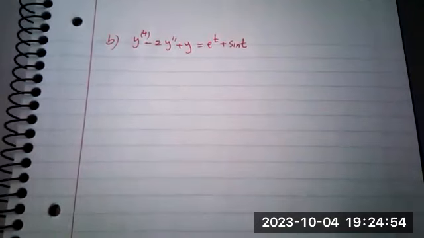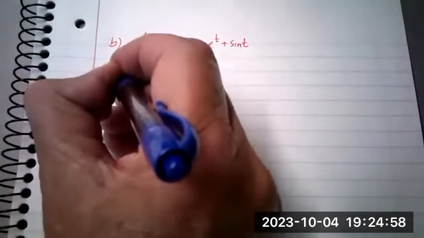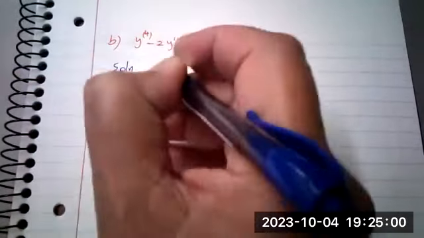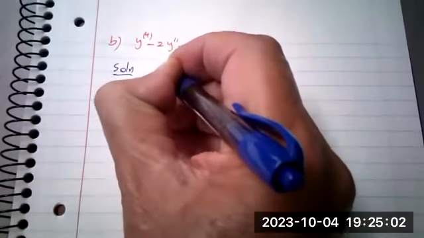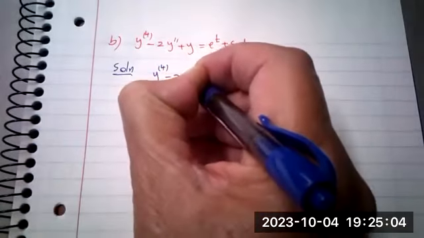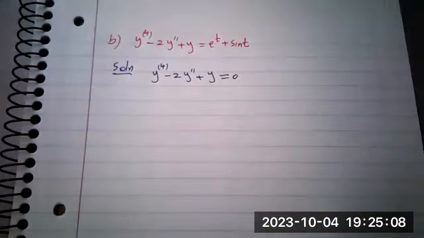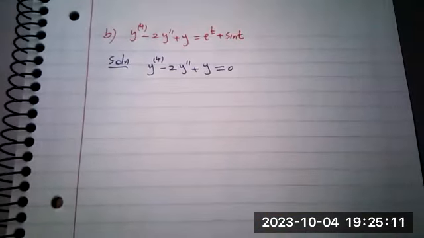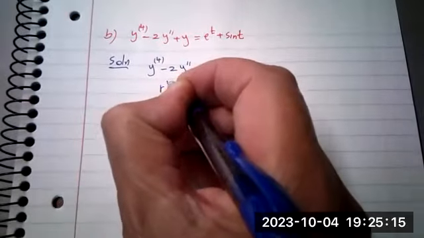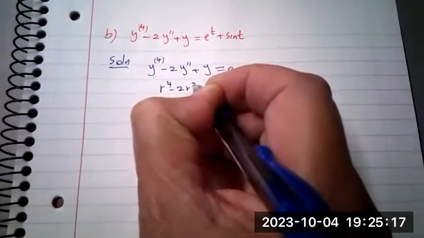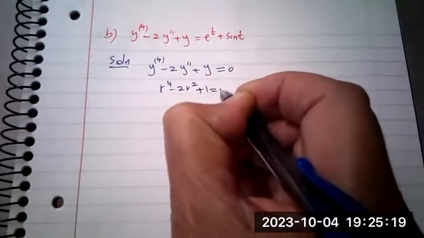Again, solve the homogeneous one. This would be interesting. So the homogeneous one is y fourth minus 2y double prime plus y equal to 0. What's the characteristic equation for this one? r to the power 4 minus 2r squared plus 1.